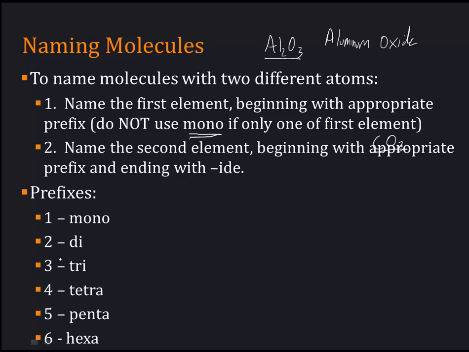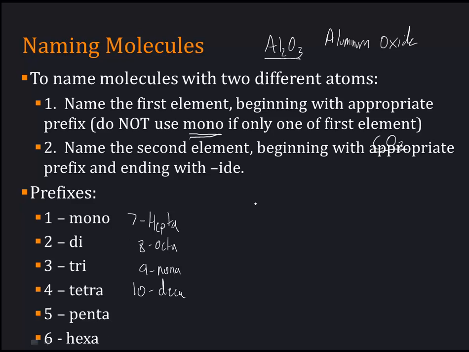So this is a list of all the prefixes: mono, di, tri, tetra, penta, hexa. 7 is hepta. 8 is octa. 9 is nona. And 10 is deca. And you can actually go all the way up to 20. I probably won't very often go much past 6.